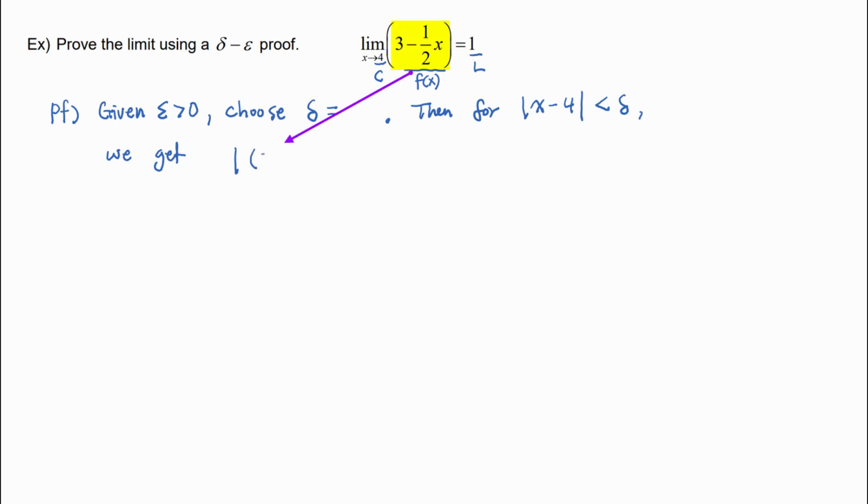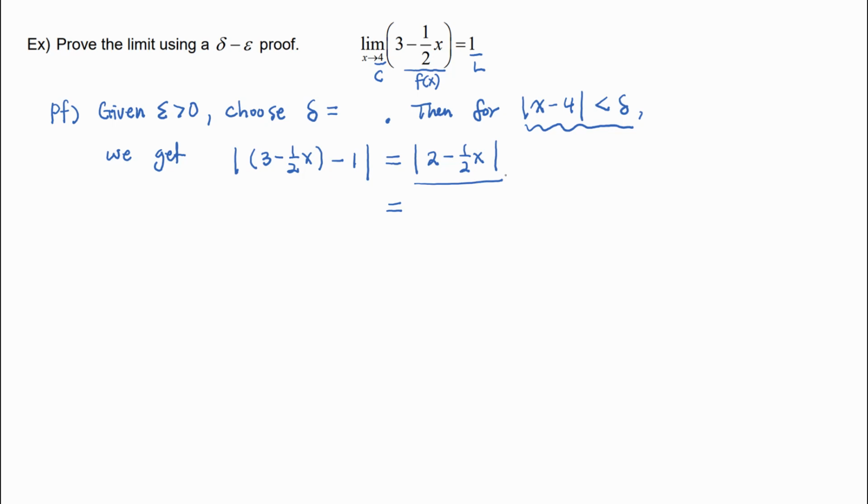My f of x is 3 minus half x, minus L. L is 1, which is equal to, we want this to be less than epsilon. Okay, so then 3 subtract 1 is 2. So I have 2 subtract half x when I simplify, which is equal to, well, we would like to get absolute value of x minus 4 less than one number. And we have to get it from this.